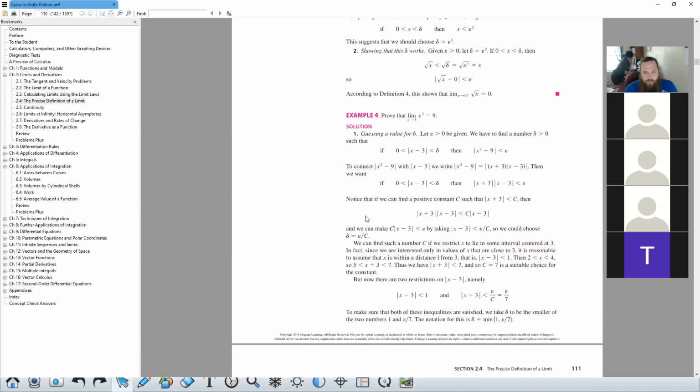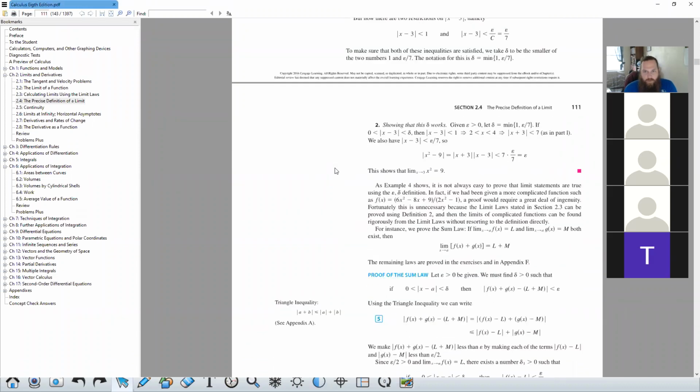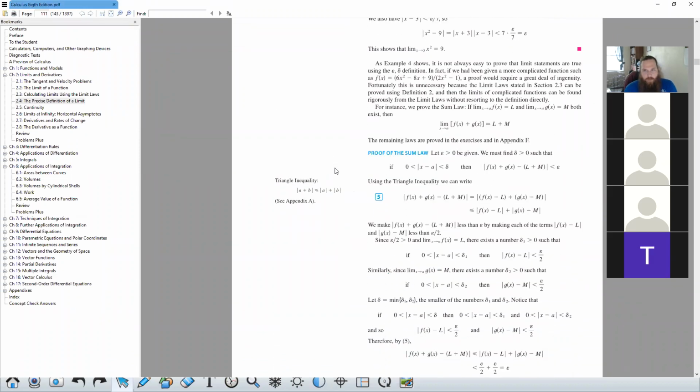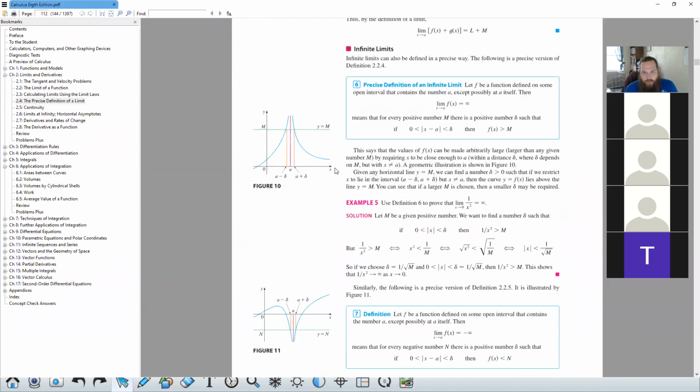Let's do this one. This one's not too bad. The trick here is going to be the choice of delta. It's not super obvious. This is section 2.4. Maybe there would be something that doesn't involve such a weird choice. Yeah, showing this delta works, it is wonky. I'll prove that for you later.